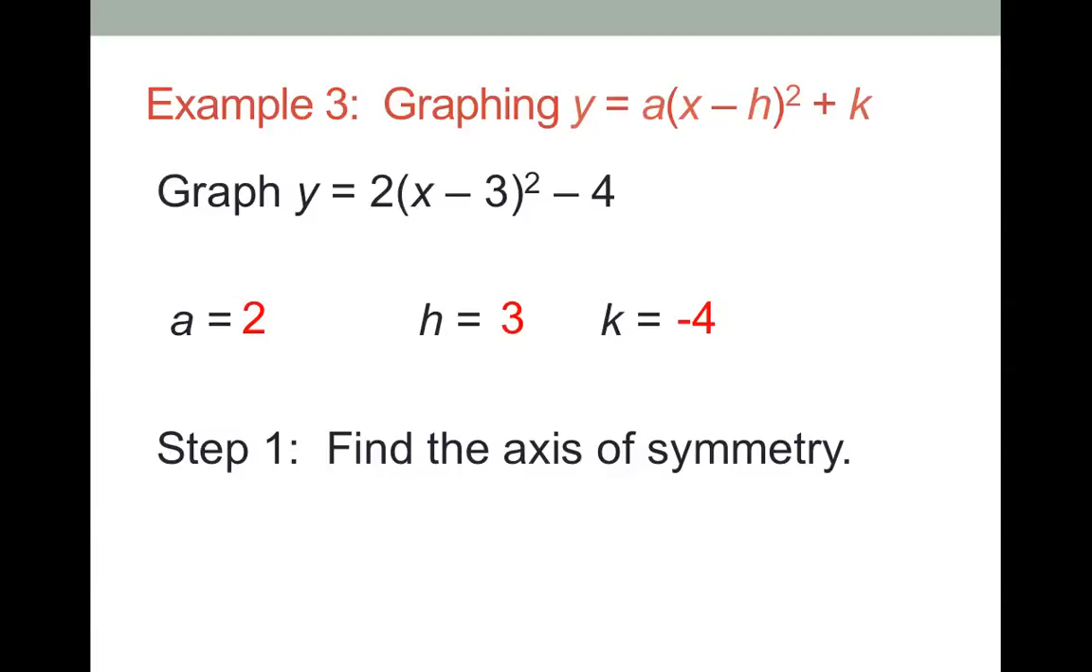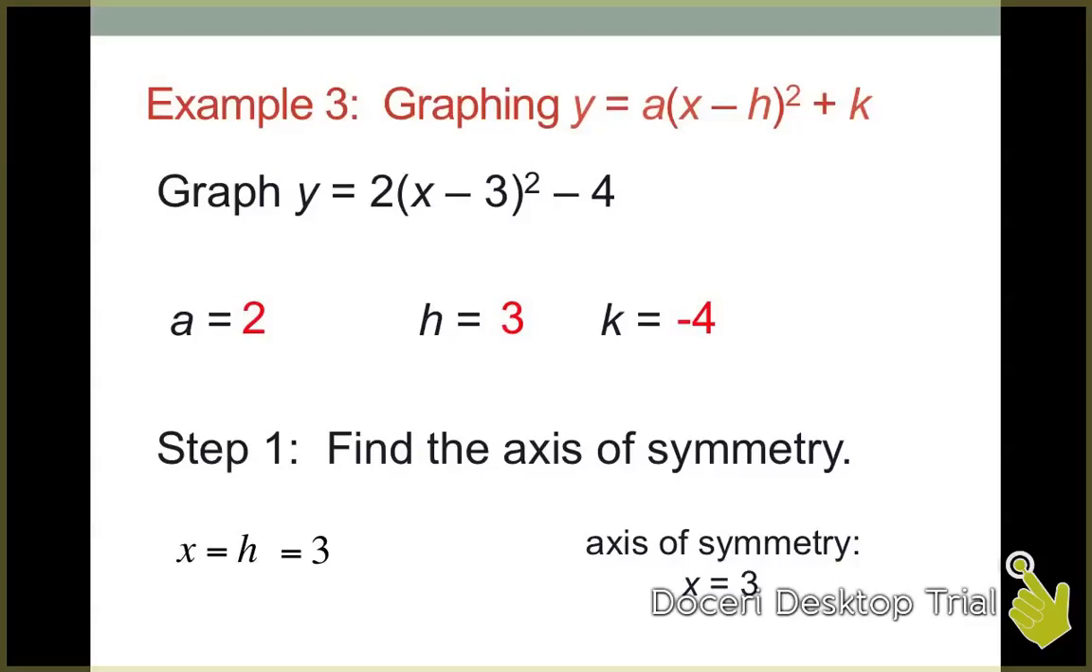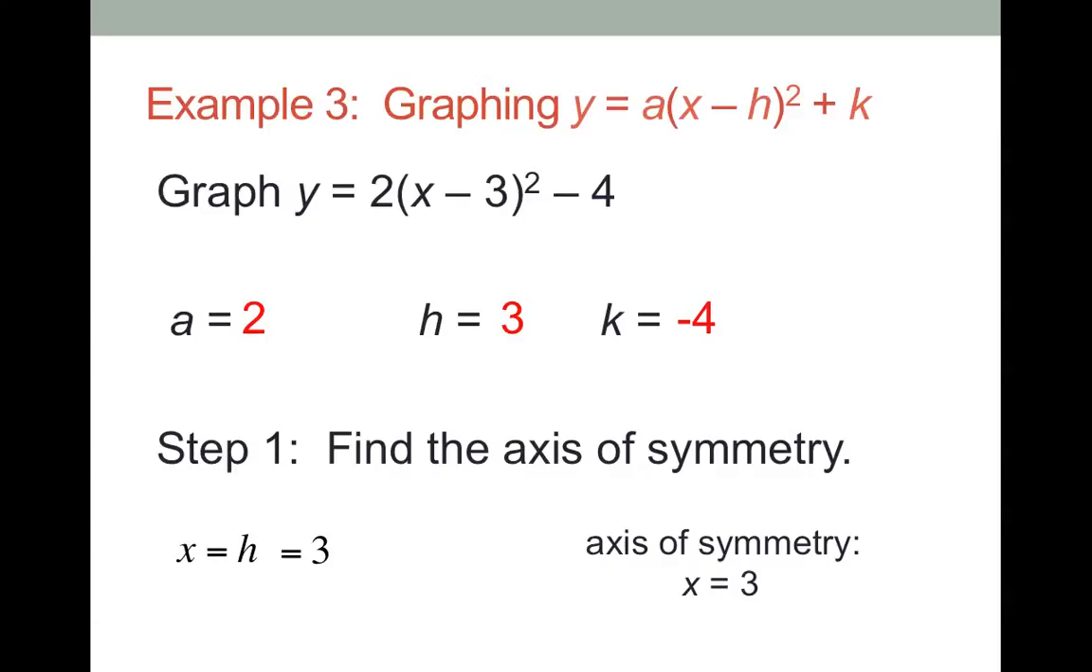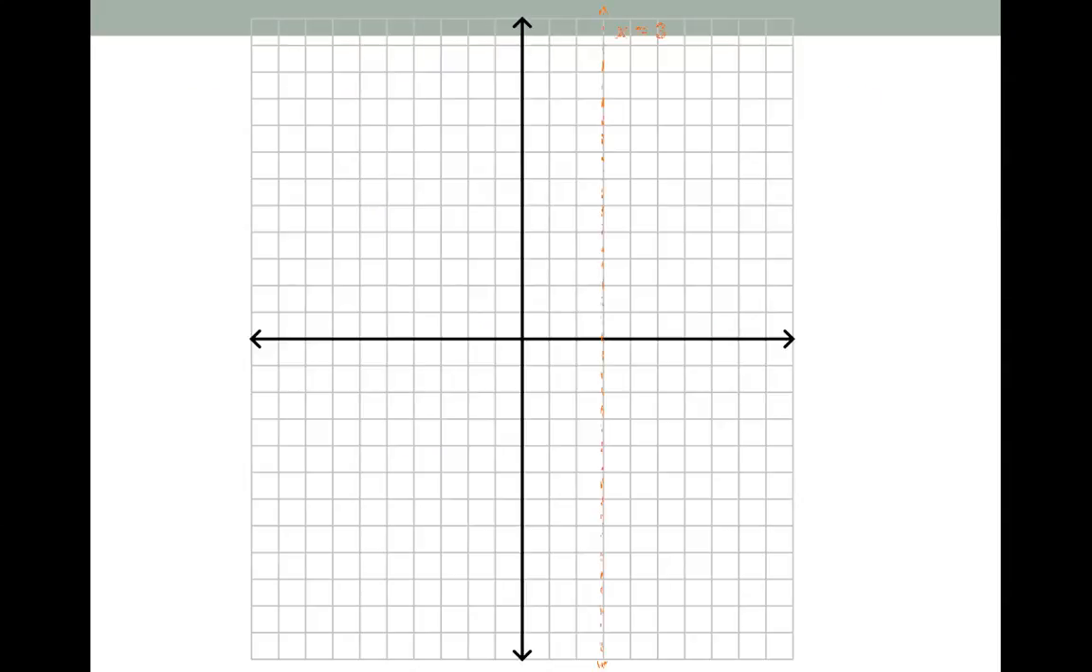So in step 1, we still want to find the axis of symmetry, but this time all we have to do is set x equal to h. So in this case, since h is 3, our axis of symmetry is at x equal to 3. And remember, just like with absolute value, the minus is part of the form. So when I have x minus 3, notice that the h is positive 3. All right, so we have the axis of symmetry at x equals 3, so we're going to draw that in and make sure we label it.